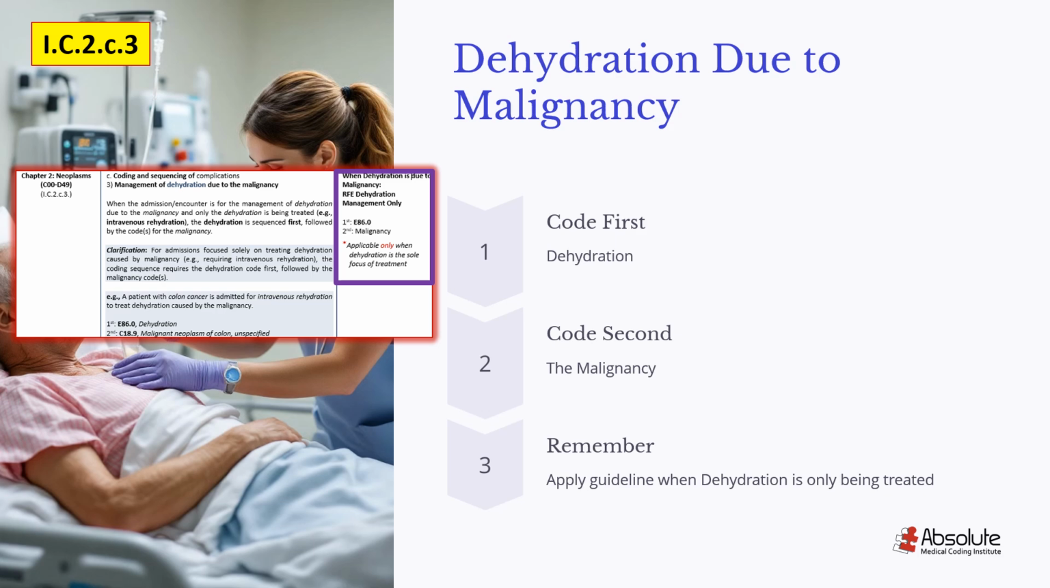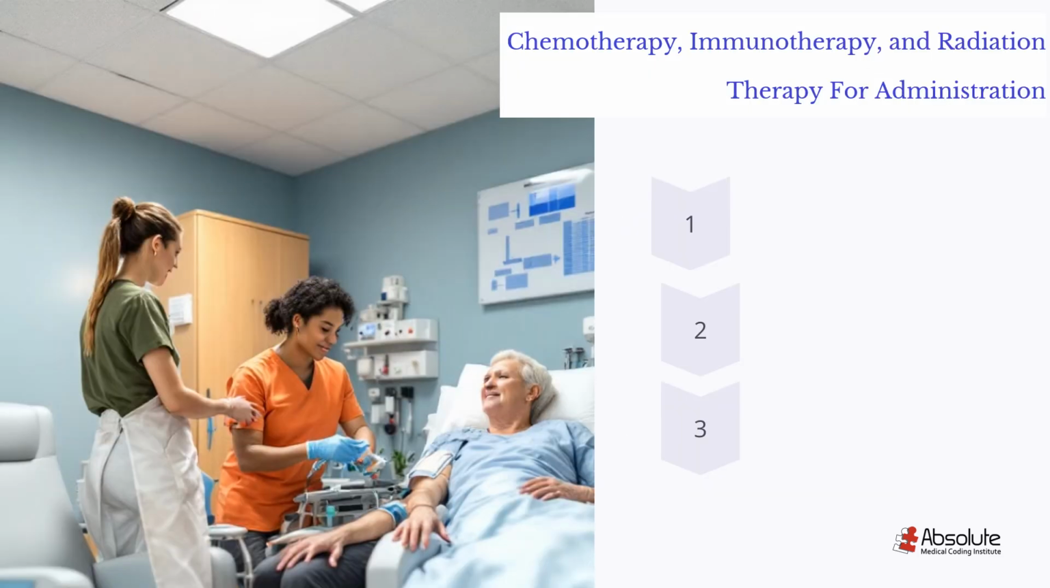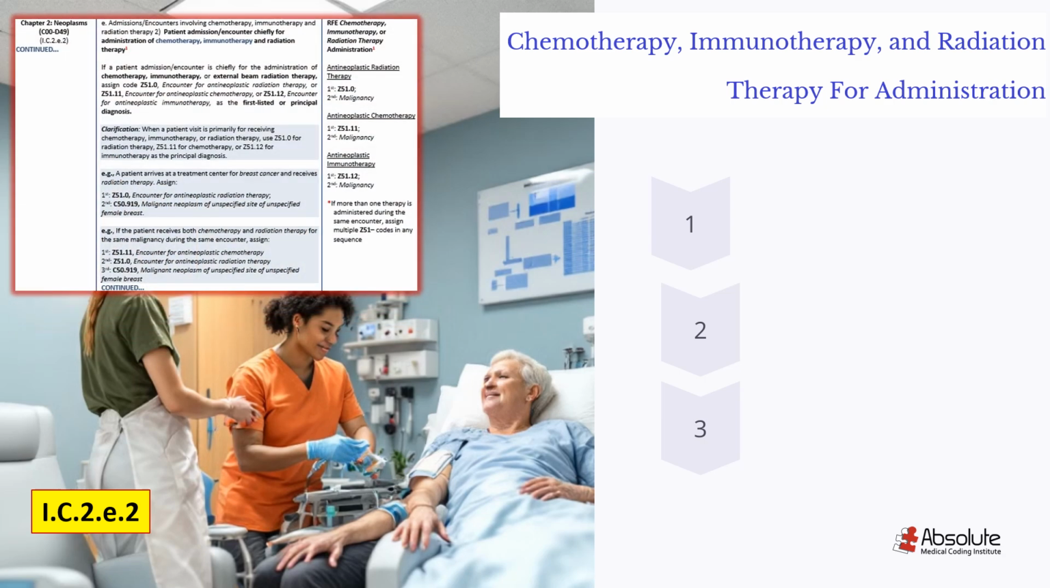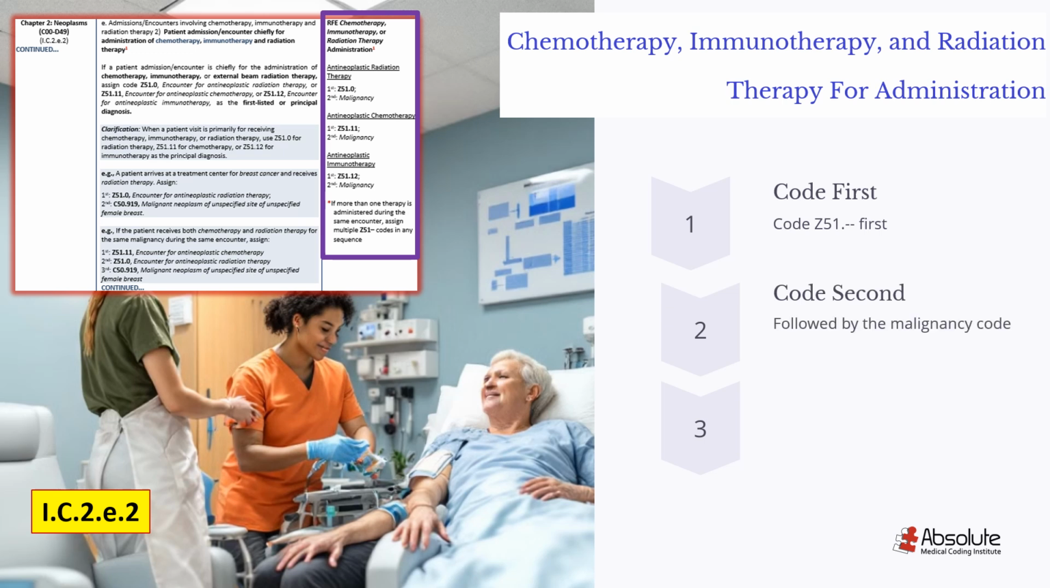I believe this is our final guideline. And this is when the encounter is for chemotherapy, immunotherapy, and radiation or radiation therapy. So if the patient came into that facility for chemo, you're going to reference IC2E2. And this guideline says when a patient comes in for any of these therapies, you're going to sequence first that encounter code from category Z51. Second, you're going to sequence the malignancy code.